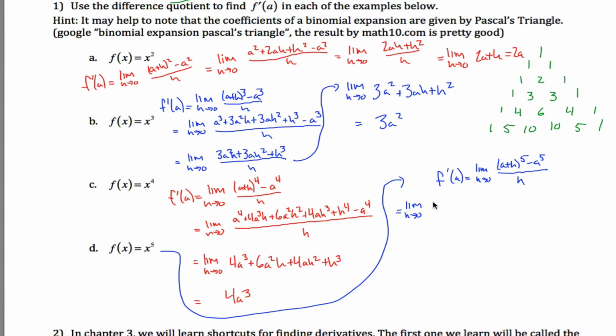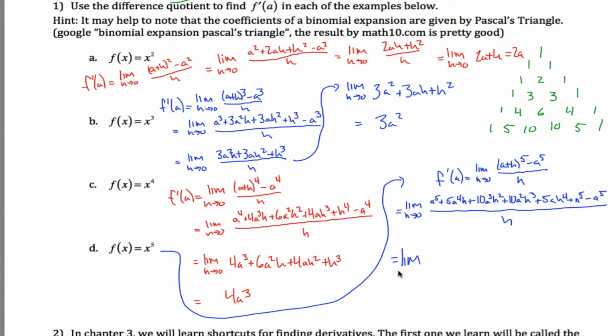(a plus h) to the fifth is just a to the fifth plus 5a to the fourth h plus 10a cubed h squared plus 10a squared h cubed plus 5a h to the fourth plus 1 h to the fifth. And then from that, I want to subtract a to the fifth and divide that entire mess by h. Hey, a to the fifth minus a to the fifth, those cancel out again. And then every term that's left over has an h in it.